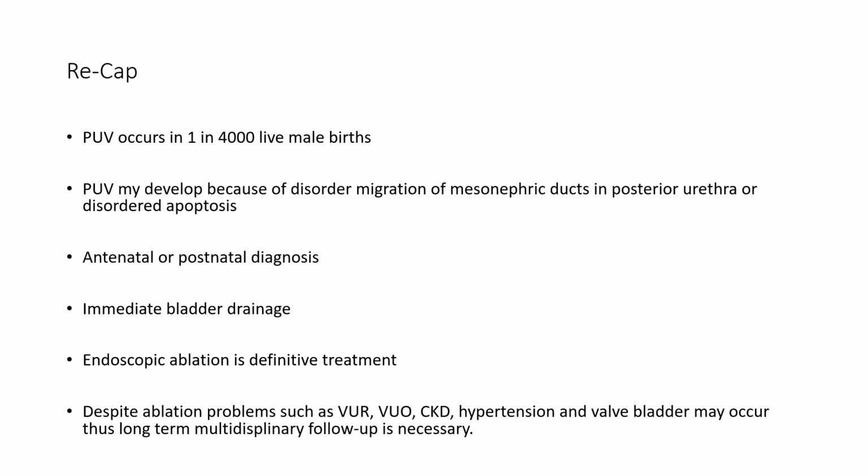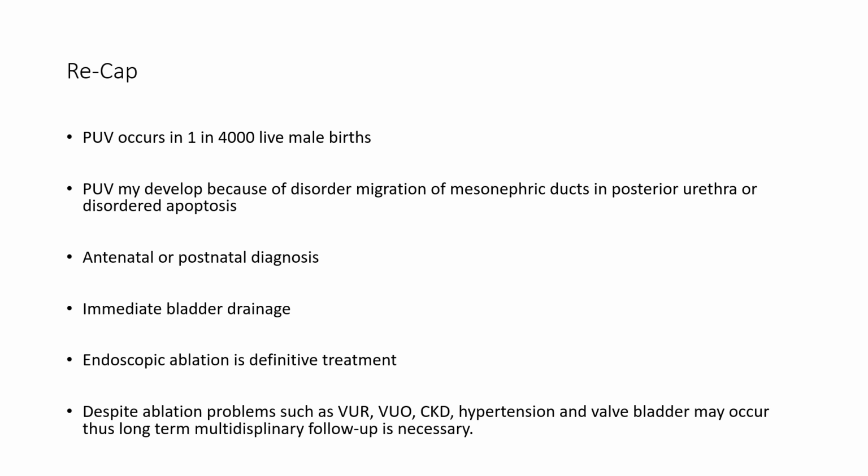So to recap, we said that posterior urethral valves may occur in up to 1 in 4,000 live male births. These valves develop because of disordered migration of the mesonephric duct into the posterior urethra or disordered apoptosis involving the proximal urethra. Diagnosis may be made either antenatally or postnatally. Of priority postnatally is bladder drainage using either a catheter, a feeding tube, or where these do not work, involving the urologist for a suprapubic drainage.